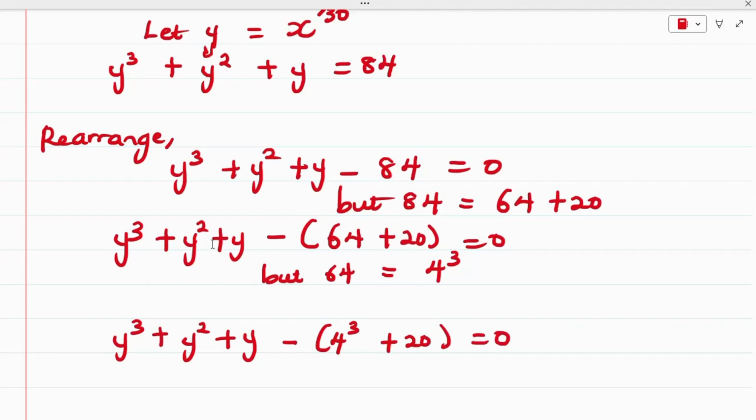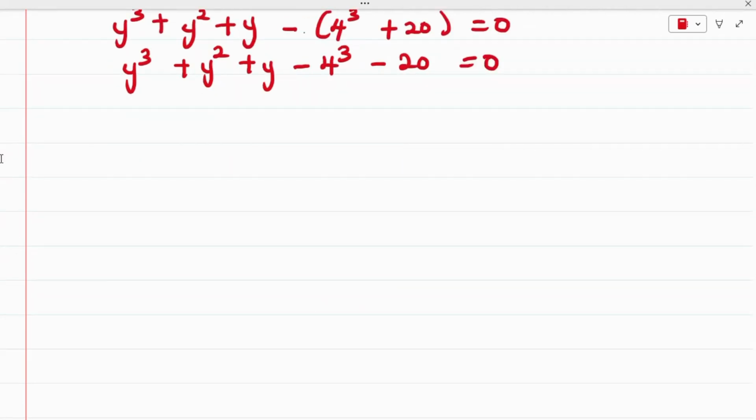So open up this bracket, we have y raised to the power of 3 plus y raised to the power of 2 plus y minus, multiply 4 raised to the power of 3, we're going to have minus 4 raised to the power of 3, minus times plus is minus 20, and this is equal to 0. So rearranging this, we have y raised to the power of 3 minus 4 raised to the power of 3 plus y squared plus y minus 20 equals 0.